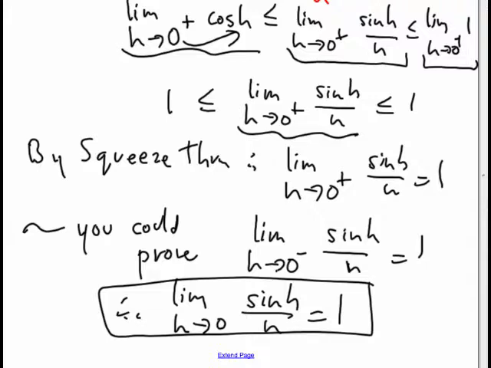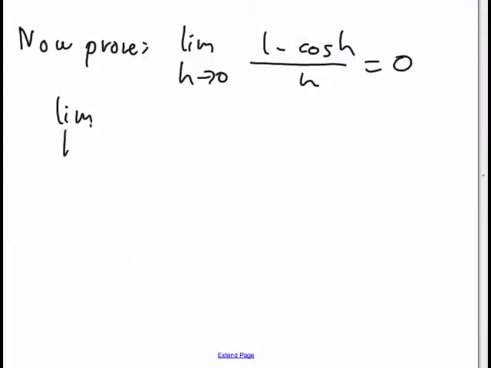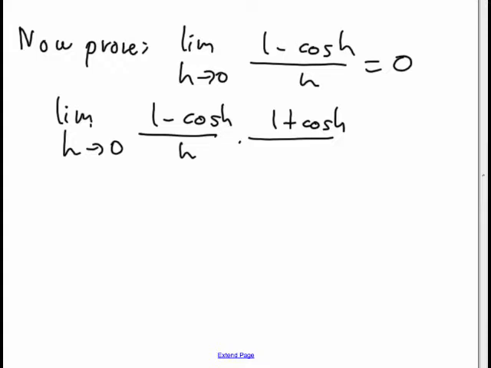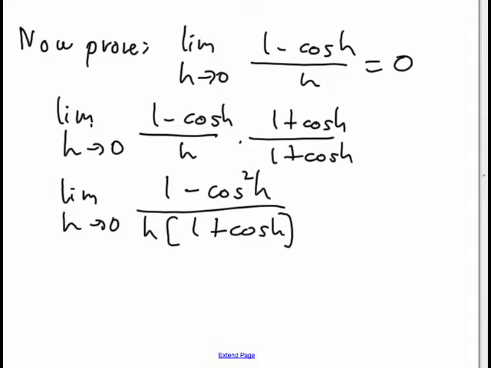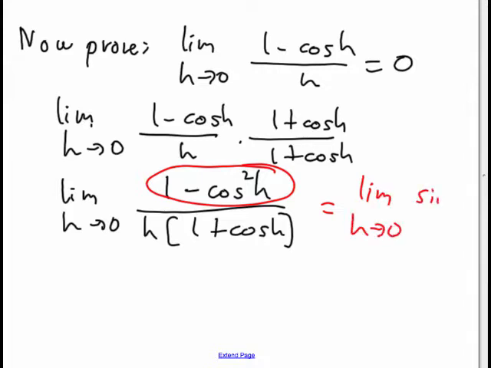Alright, now there's just one other trig limit we're going to need to be able to work with. Alright, so what we're going to do here is we're going to multiply numerator and denominator by the conjugate of the numerator. If I multiply out on top, I'm going to get 1 minus cosine squared h, all divided by h times 1 plus cosine h. From our identities, you have an identity sheet, 1 minus cosine squared is sine squared. So I can make that replacement.